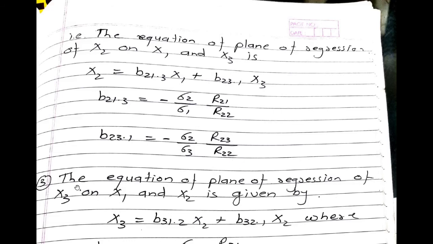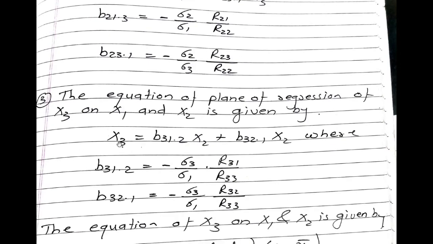Third equation, the equation of plane of regression of x3 on x1 and x2 is given by x3 is equal to b31.2 x1 plus b32.1 x2, where b31.2 is given as minus sigma 3 upon sigma 1 into capital R31 upon capital R33, and b32.1 is given as minus sigma 3 upon sigma 2 R32 upon R33.